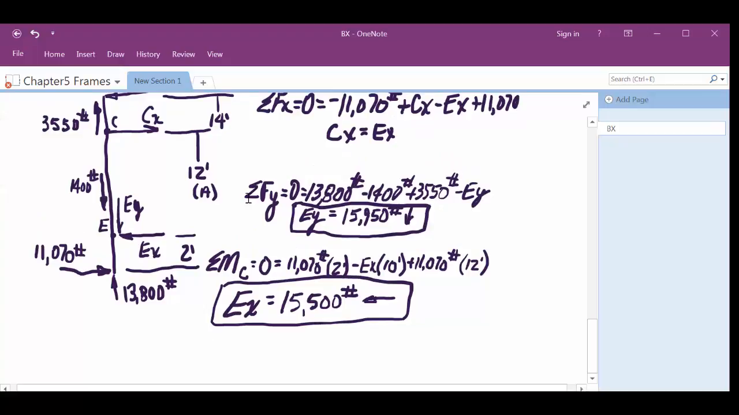Okay. So we know that EX is 15,500 and we know that CX is equal to EX. So therefore, CX equals 15,500 pounds. Oh, and you know what? I'm leaving something off of there on all of those that I need to put. CX is going to the right, right?